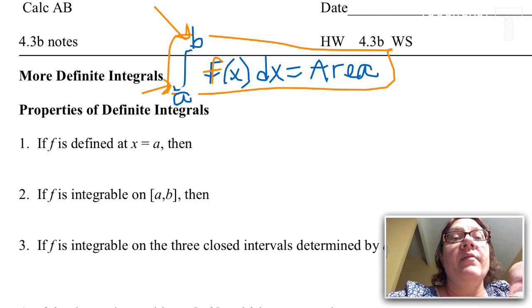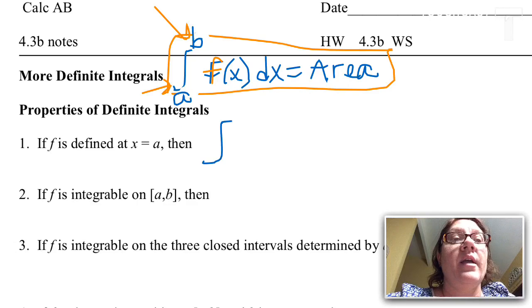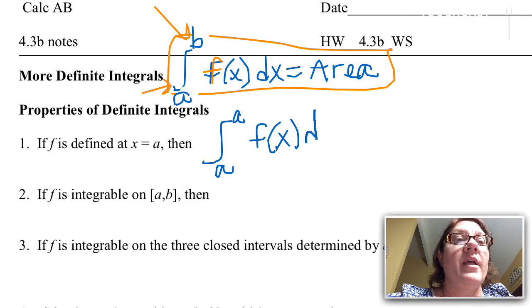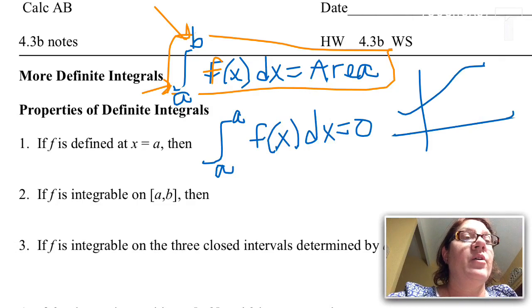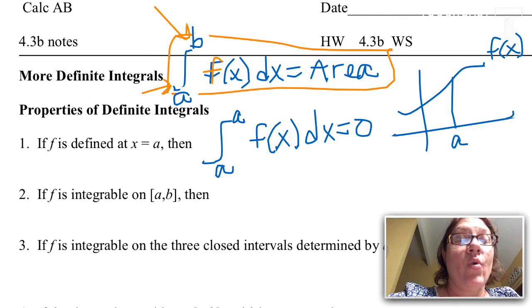Okay, so if I have a function and it's defined at a particular point, then the area between that function and the curve, from a to a, is 0. Here's why. Let's say I have my curve of f of x, and I'm trying to find the area at a. Clearly, it has no width, so I can't find the area of it, so it's simply defined as being 0.